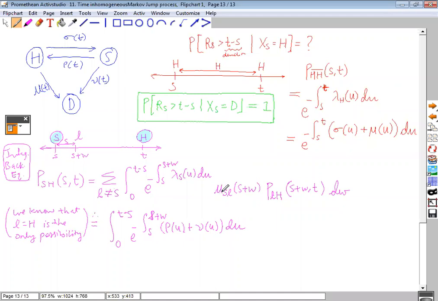Therefore, now this mu S to H. So what is S to H? It's rho again. So what you will have here is rho of S plus W. So you make a transition from sick to the healthy state at S plus W time interval, and then you stay in the H state, S plus W comma T, dW. Does this make sense to you guys? Any doubts with this?